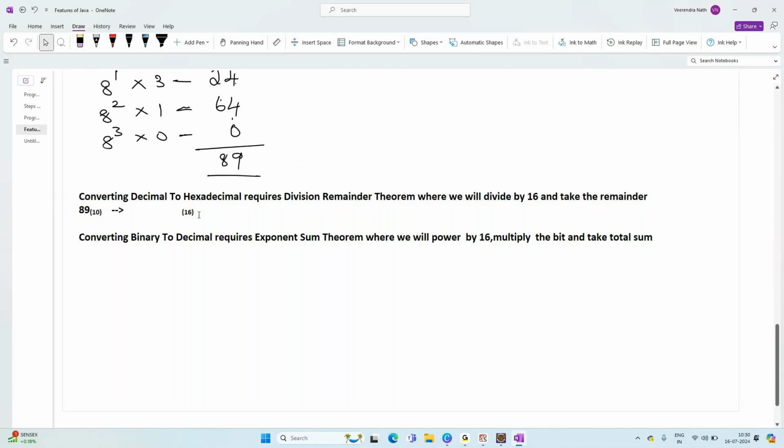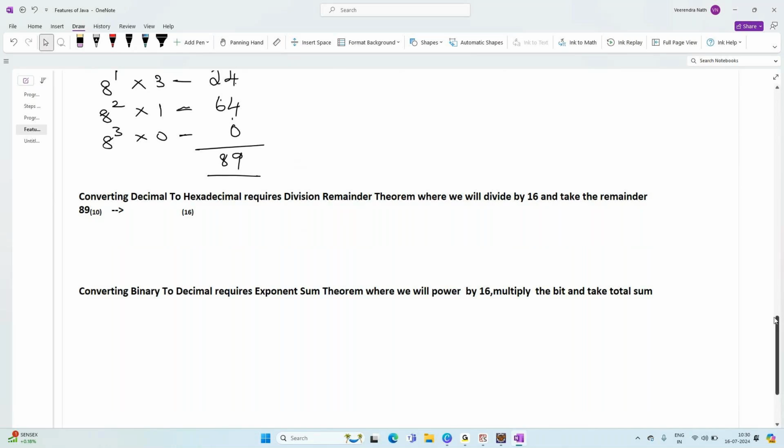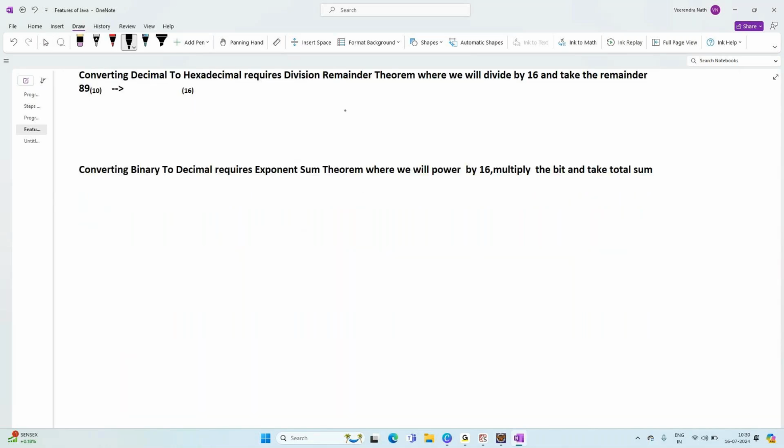Okay. Now same 89, as you know. So 89 we will divide by 16. So 16 3s are 48, 16 4s are 64, 16 5s are 80, correct? Okay. What is remaining? 9 is remaining. Again 16 into 0, the remainder will be 5. Now the answer will be 5 9. Actually what happens is you need to put it as 0x.